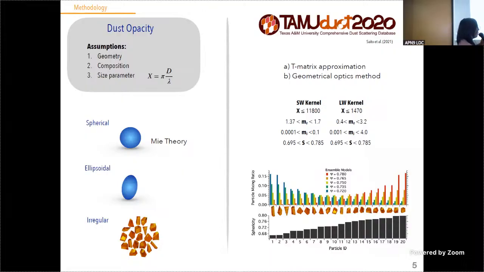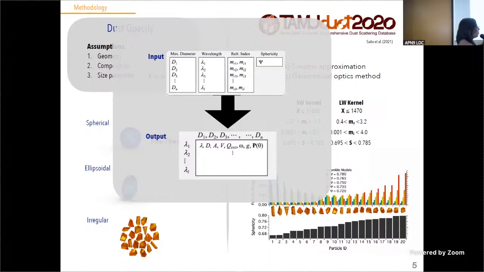And in order to obtain the data in this database, it uses methodologies such as the T-matrix for the smallest values of the size parameter, and for the larger values of the size parameter it uses geometrical optics. So basically, Tamodos needs as input parameters the maximum dimension of the particle, the specific wavelength, and the refractive index of this particle, of this species of grain. And we also need to set the sphericity.